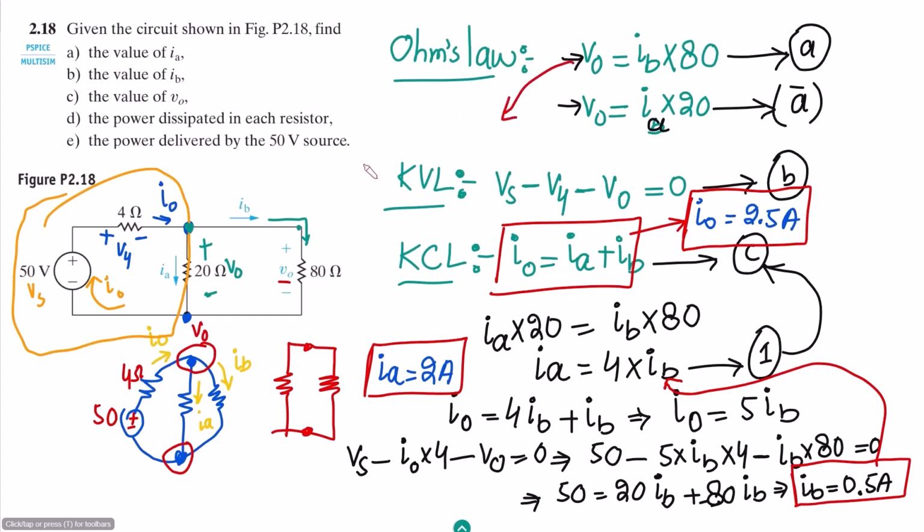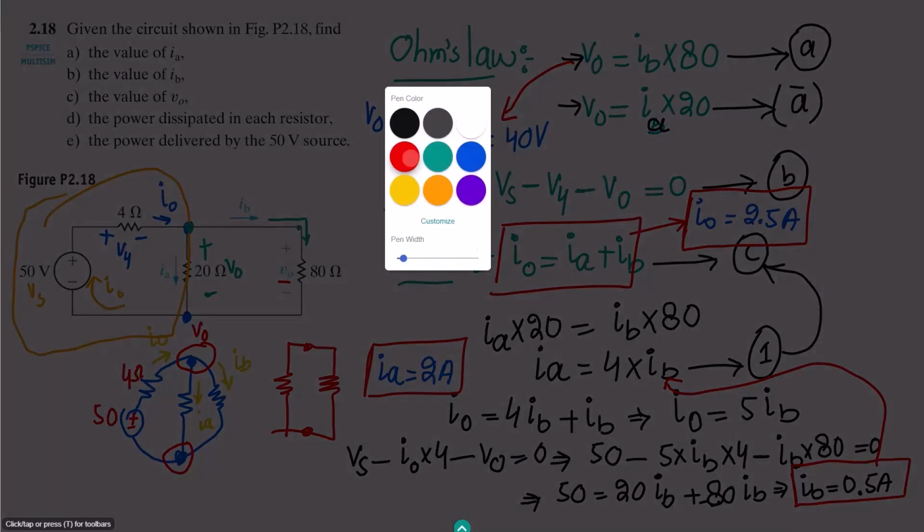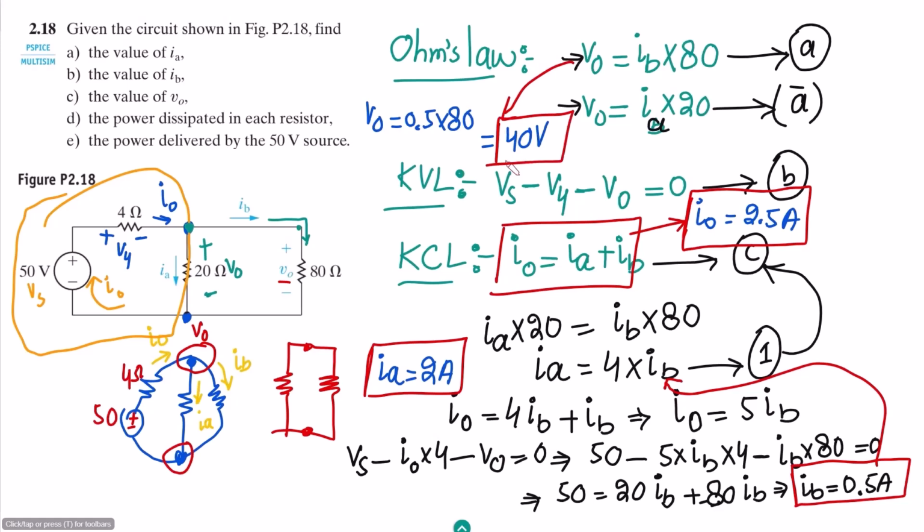Putting it here, the value of V naught is equal to what? The value of IB is 0.5 multiplied by 80. So this will be what? This will be 40 volts, and that is the value of VB. Okay, so we have found some values.